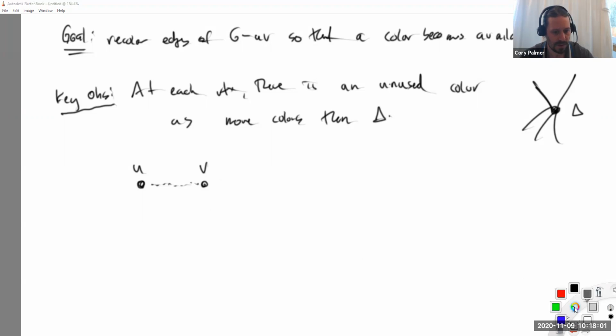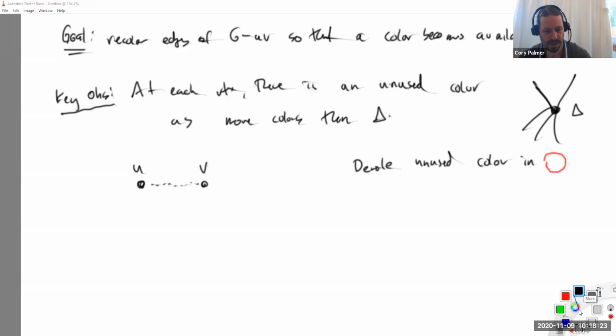Okay, so what I'm going to do is denote the edge color that's not used at a vertex by drawing it in a red circle at each vertex. Remember, at each vertex there's a color that hasn't been used there. At vertex U, in principle there are two unused colors, because the max degree and this edge is not colored as well, but we don't even need that. So let me just draw it in red here.